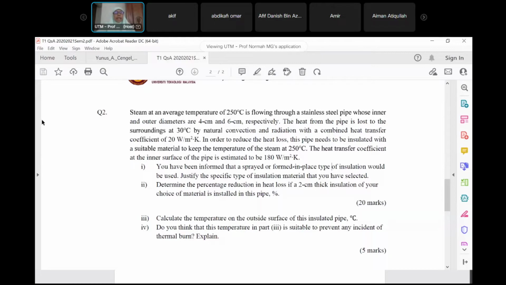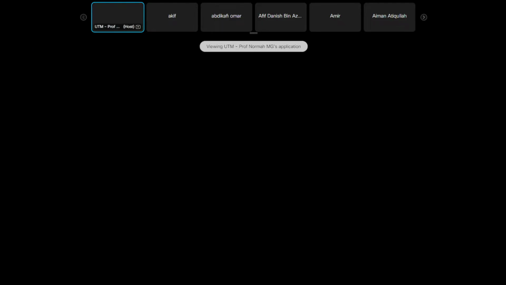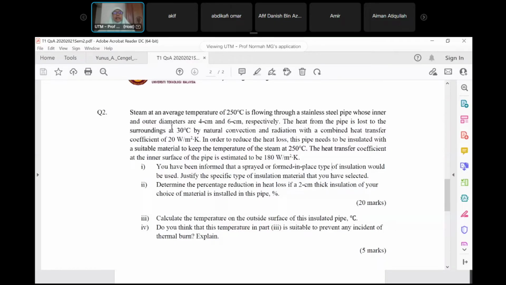So here, again, is a cylindrical, but this time stainless steel pipe with inner and outer diameters 4 and 6, which is a thickness of 2 centimeter. So inside temperature 250 and outside, no, there's no temperature outside, or the heat to the surrounding at 30. I cannot highlight. I don't know why while I'm sharing. So this is 20 marks for this part. And then calculate the temperature on the outside.